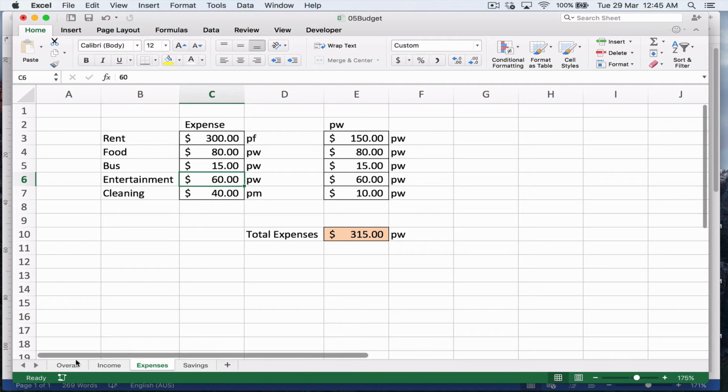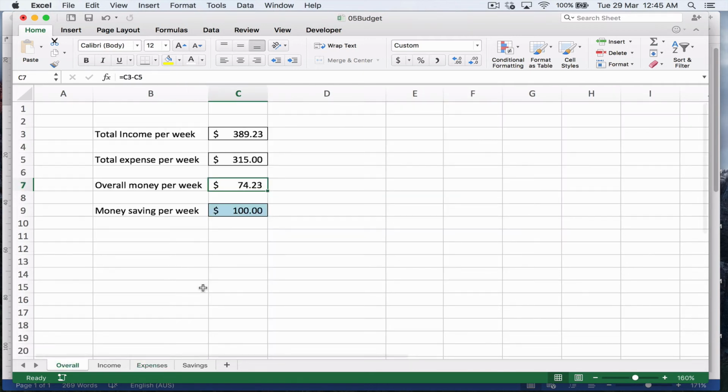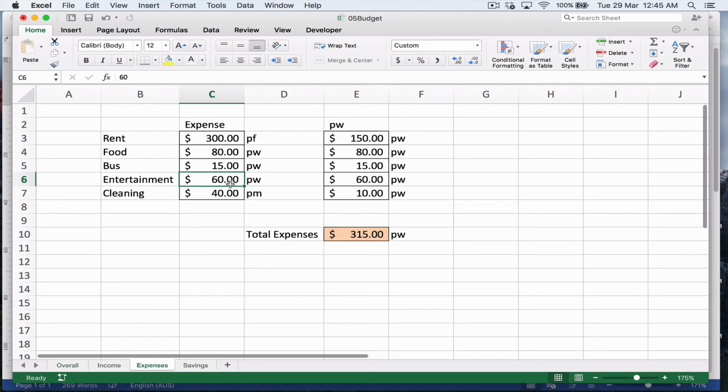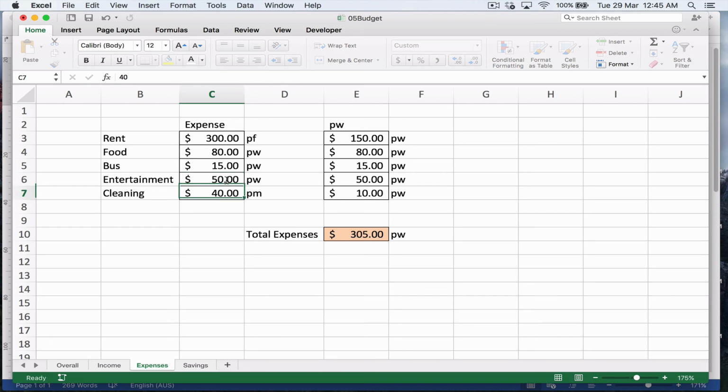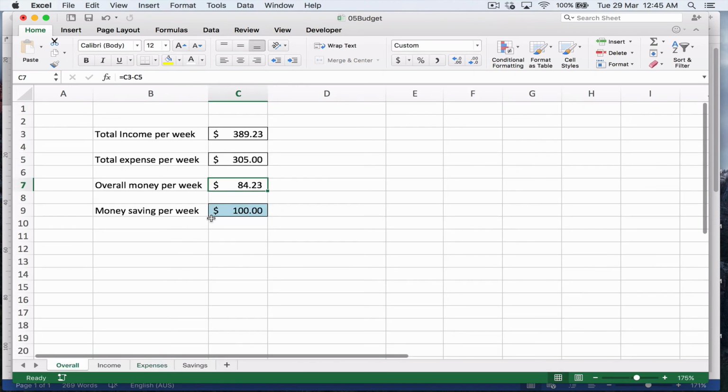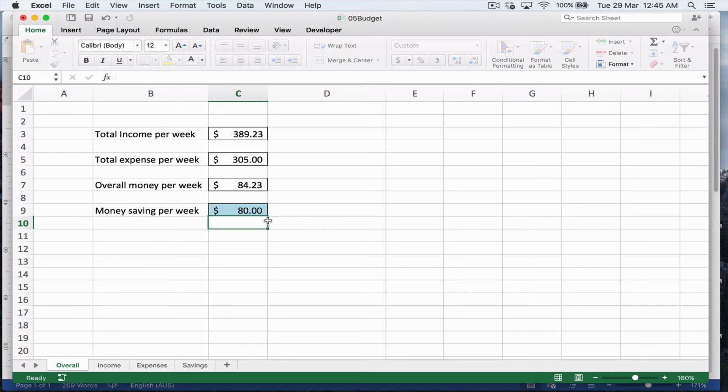You know what? That's not enough, right? I actually want to be getting at least $80 in savings. So if I can drop this down to $50 entertainment per week, okay, I'm up to $80 now. So I've saved a little bit of money. So everything is linked and sorted. My money I'm saving per week, well, based on this, I'm going to try and save $80 per week.